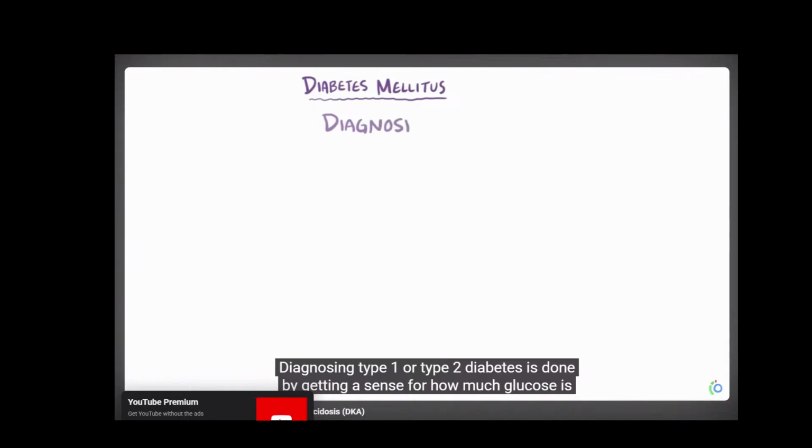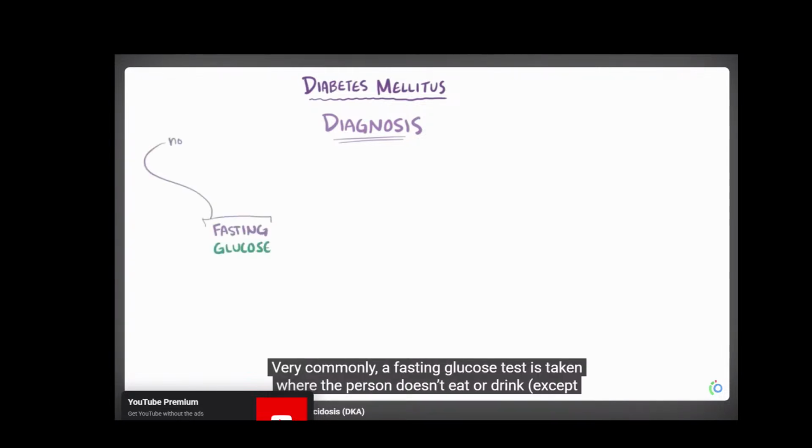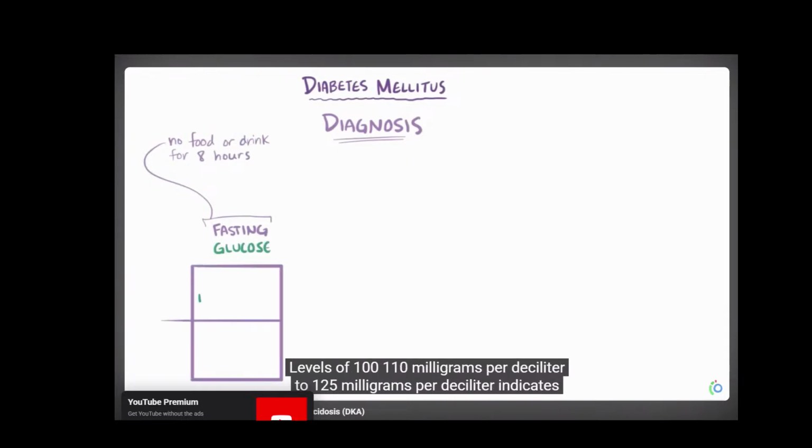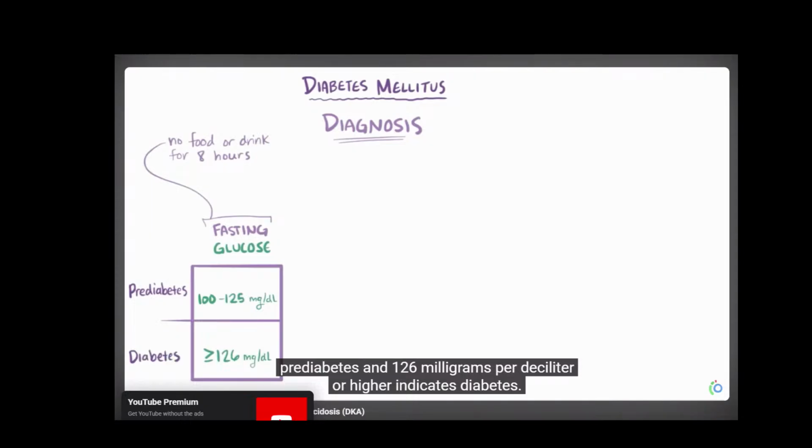Diagnosing type 1 or type 2 diabetes is done by getting a sense for how much glucose is floating around in the blood, and has specific standards that the World Health Organization uses. Very commonly, a fasting glucose test is taken where the person doesn't eat or drink, except water, that's okay, for a total of 8 hours, and then has their blood tested for glucose levels. Levels of 100 milligrams per deciliter to 125 milligrams per deciliter indicates prediabetes, and 126 milligrams per deciliter or higher indicates diabetes.